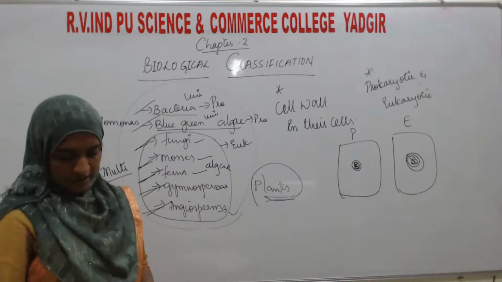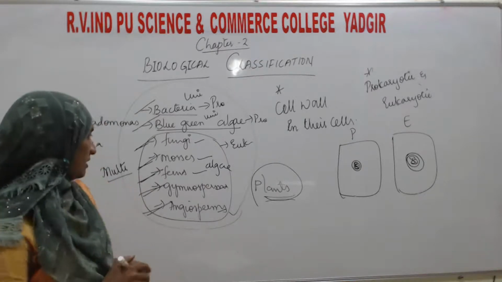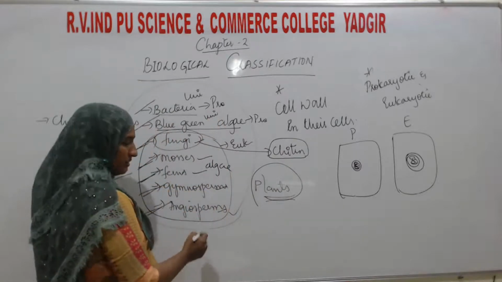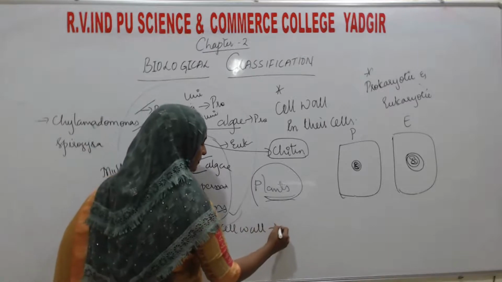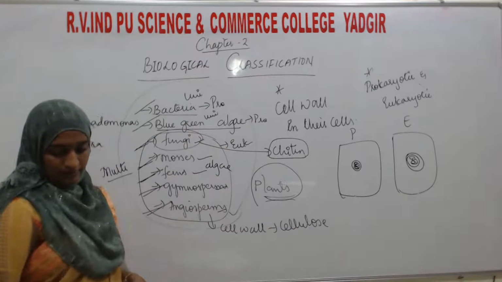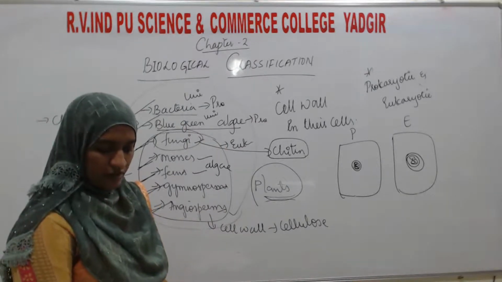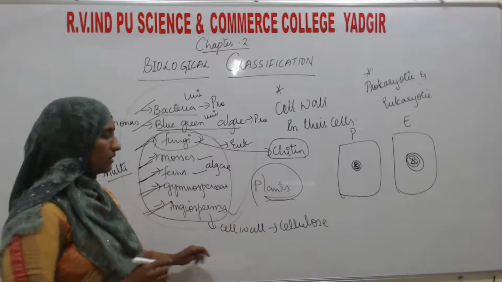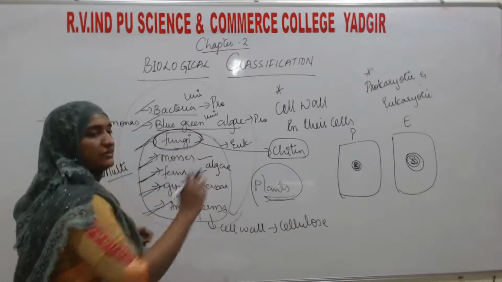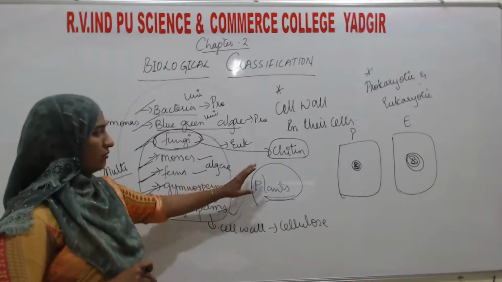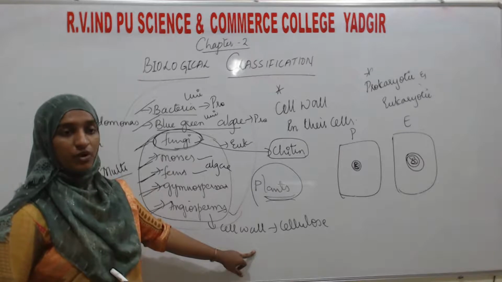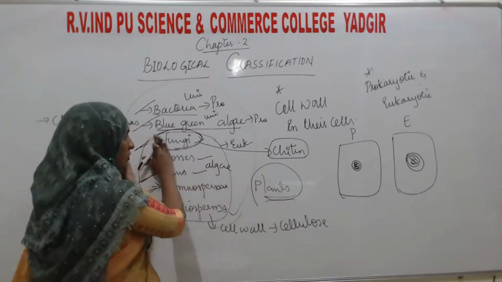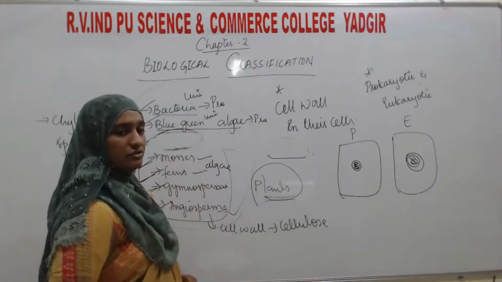Next point, they also showed a characteristic difference in their cell wall composition. Fungi have a cell wall made up of chitin, but all the other organisms have a cell wall made up of cellulose. If we consider the cell wall composition, the fungi should be classed into a different kingdom, because the cell wall is totally different from other organisms' cell walls. Chitin in fungi, while all the others have cellulose, so the fungi should not come under the plants. It should be classified into a different kingdom.